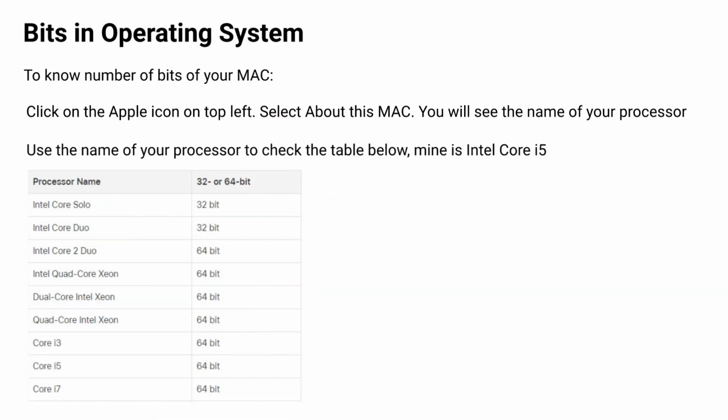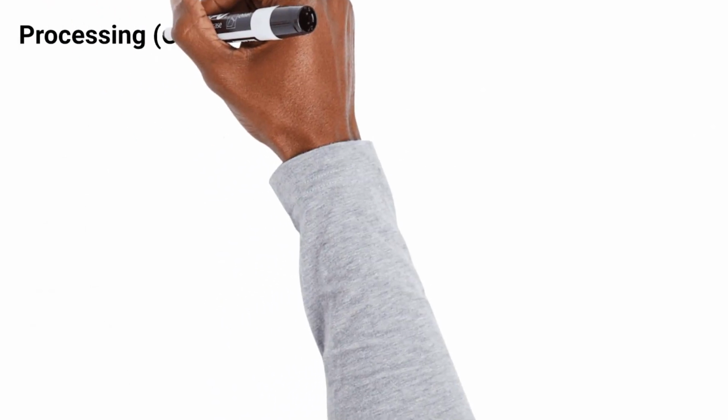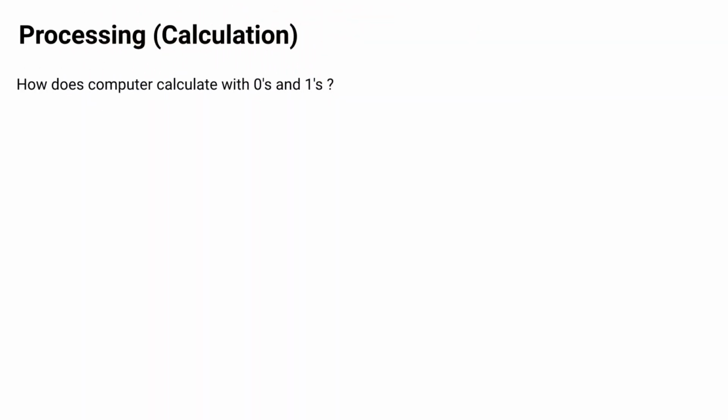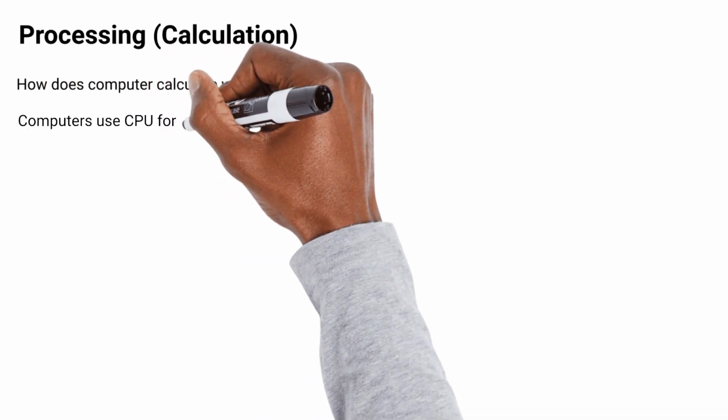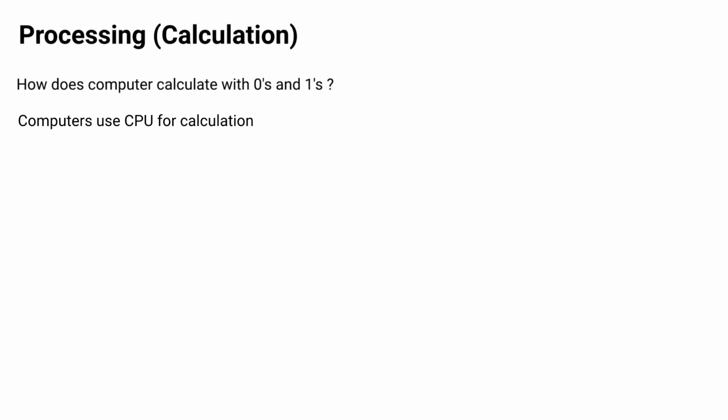Then the next part that we want to talk about is the processing part of the computer architecture, right? So we have the input, we have the storage. Then how does the computer process the zeros and ones to be able to get the result and give us the result that we'll be able to see? The computer uses the CPU to do calculations. CPU stands for central processing unit, right?